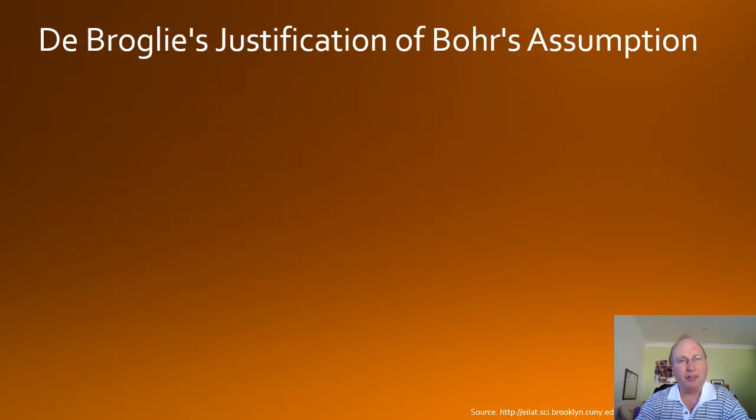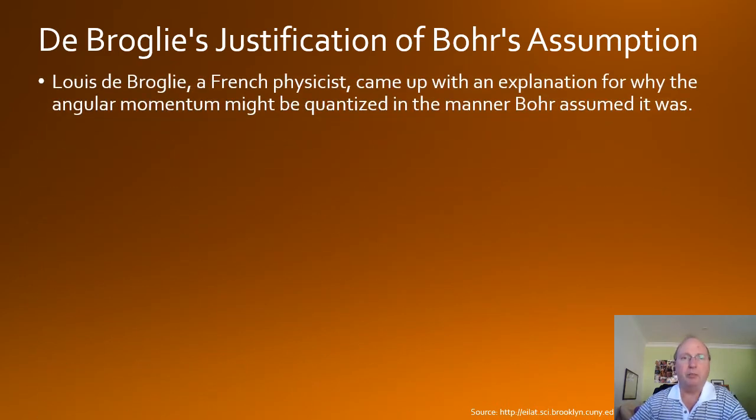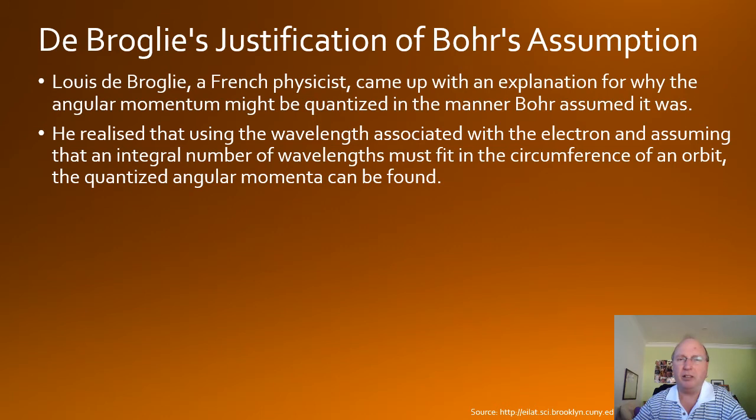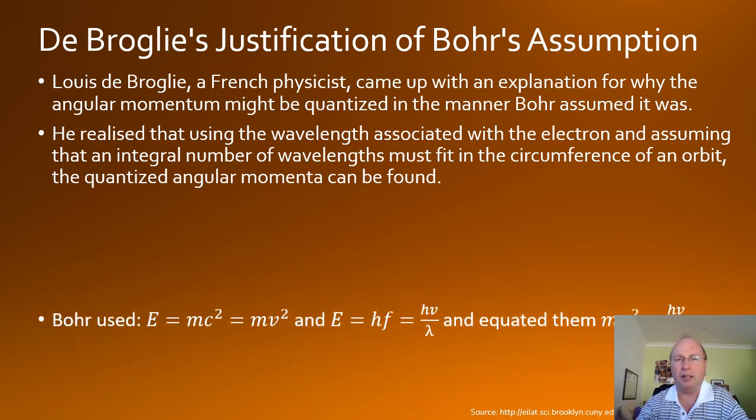So here is de Broglie's justification of Bohr's assumption. Louis de Broglie, a French physicist, came up with the explanation for why angular momentum might be quantized in the manner Bohr assumed it was. He realized that the wavelength associated with the electron, and assuming an integral number of wavelengths must fit in the circumference of an orbit, there is a quantized angular momentum that can be found.